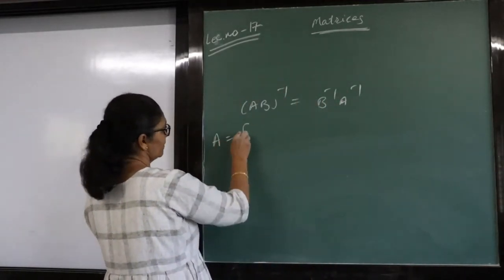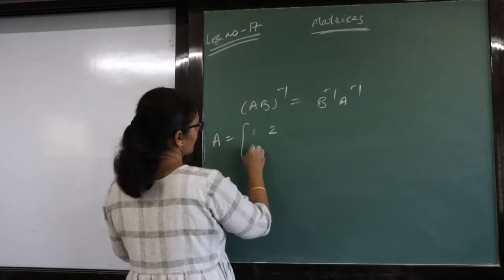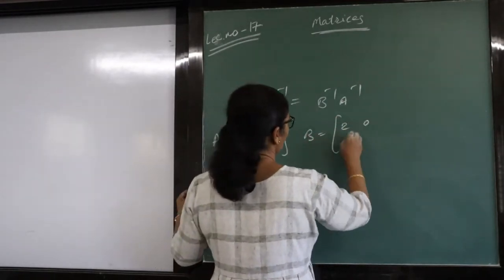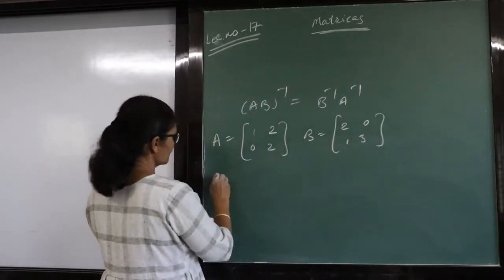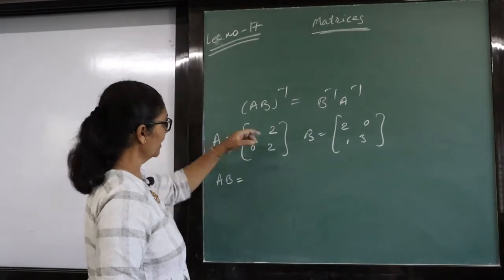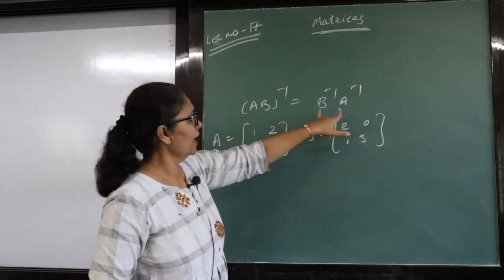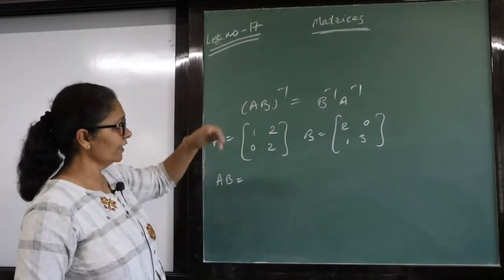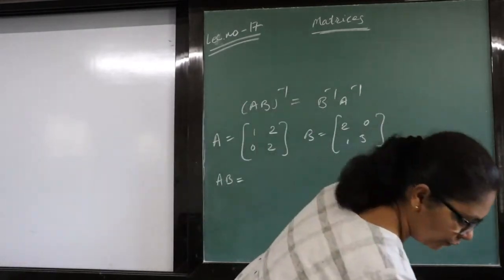Let's take AB. One example we will take, B equal to [[2, 0], [1, 3]]. Okay, let's find out first AB. So if we get AB, then what to do? Its inverse and B inverse A inverse. But for that we have to learn the method of finding inverse. So that I show you first.